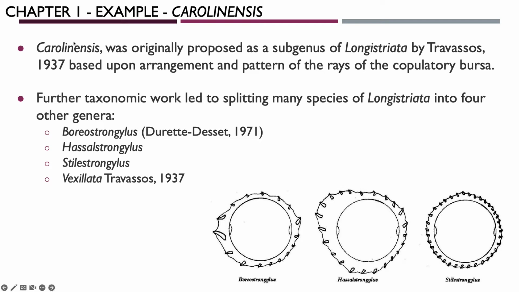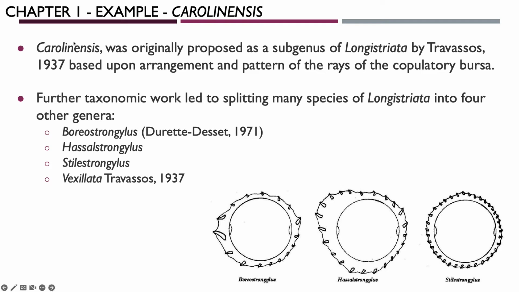Carolinensis was originally proposed as a subgenus of Longistriata by Travassos in 1937, based upon the arrangement and pattern of the rays of the copulatory bursa. Again, kind of a general description. And then further taxonomic work led to the splitting of Longistriata into 4 genera.